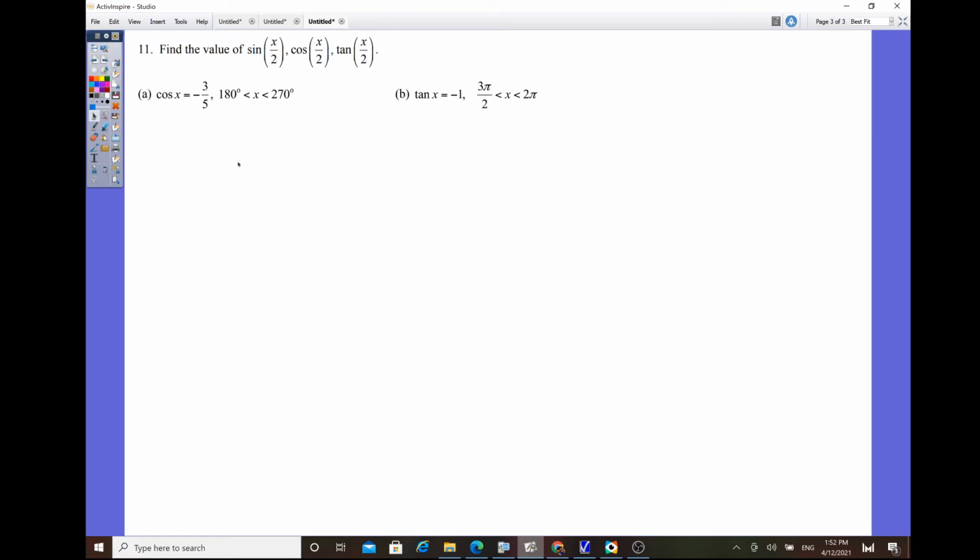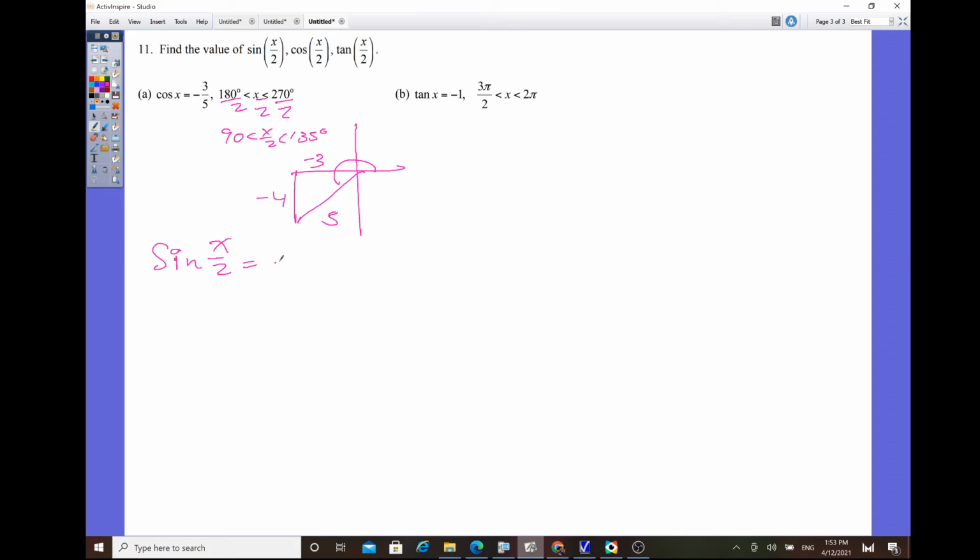Okay, so this one is given as cosine of x equals negative 3 over 5. So first thing that you want to do, you want to draw the diagram. So this one, it's 180 to 270. So that means x is bounded in quadrant 3. So negative 3 over 5, adjacent over hypotenuse, opposite is negative 4. So sine of x over 2, using the formula. So half angles, so divided by 2. So that means the half angle is right in quadrant 2.